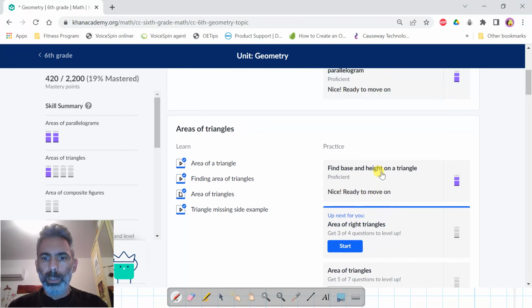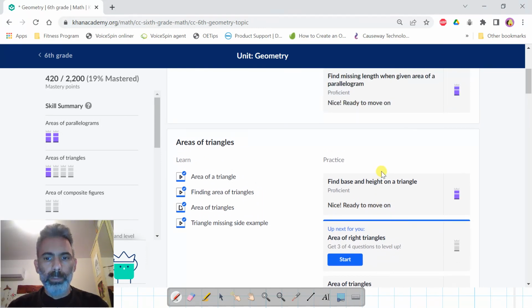So in the next video, I will do this practice, area of right triangles. So I will see you in the next video.